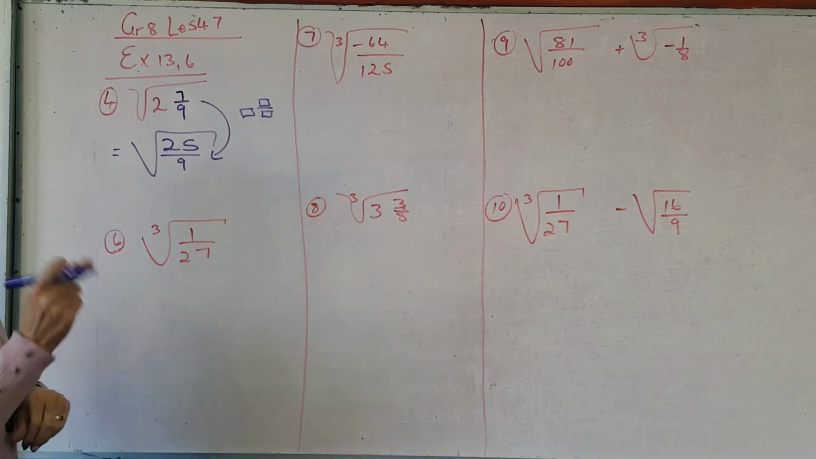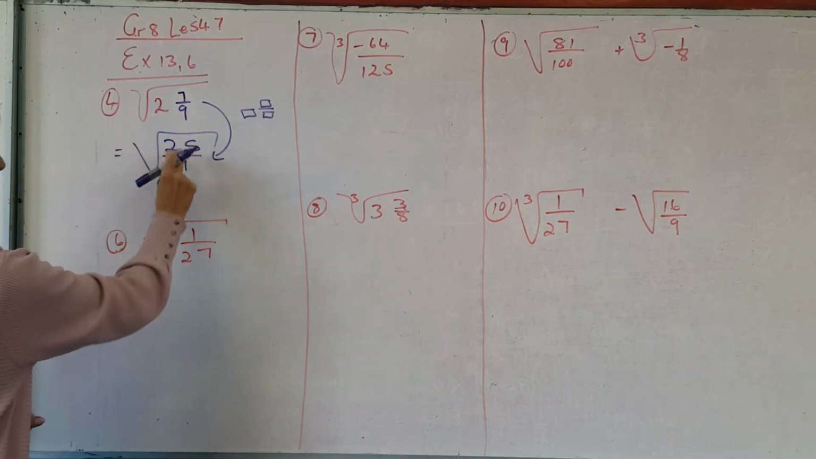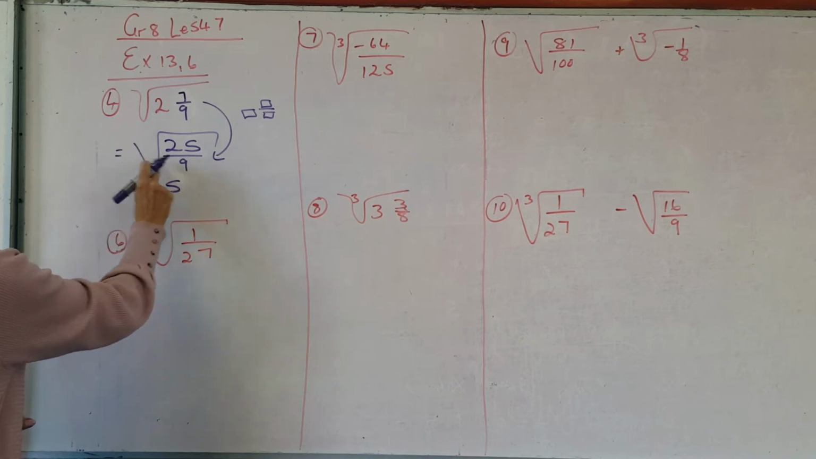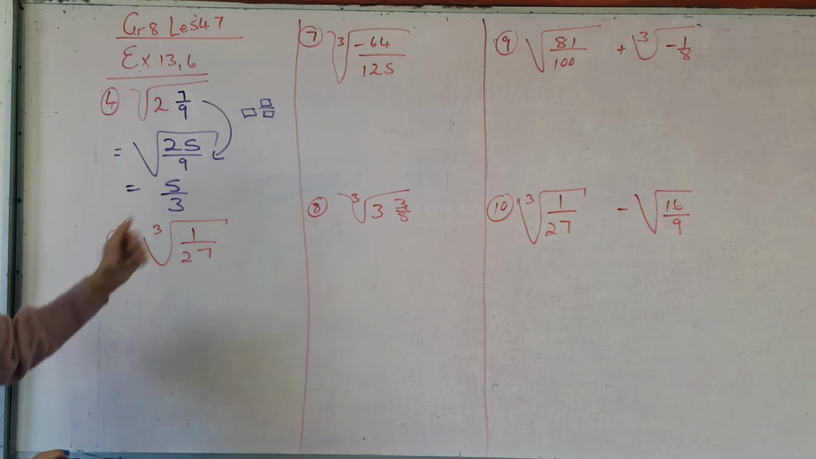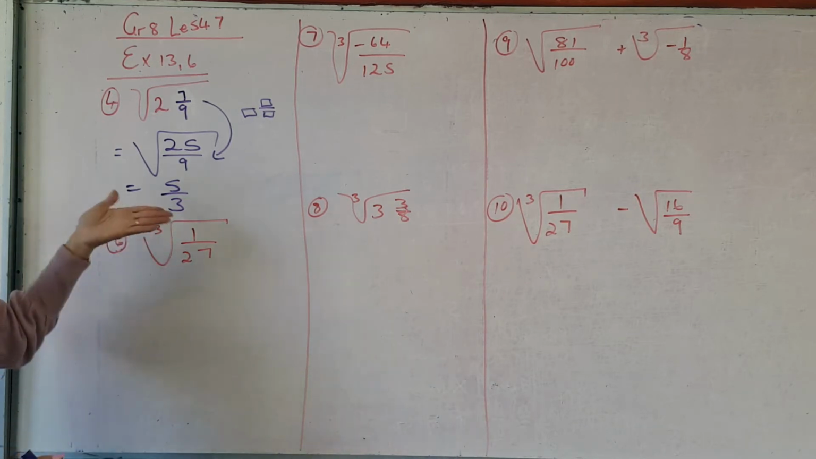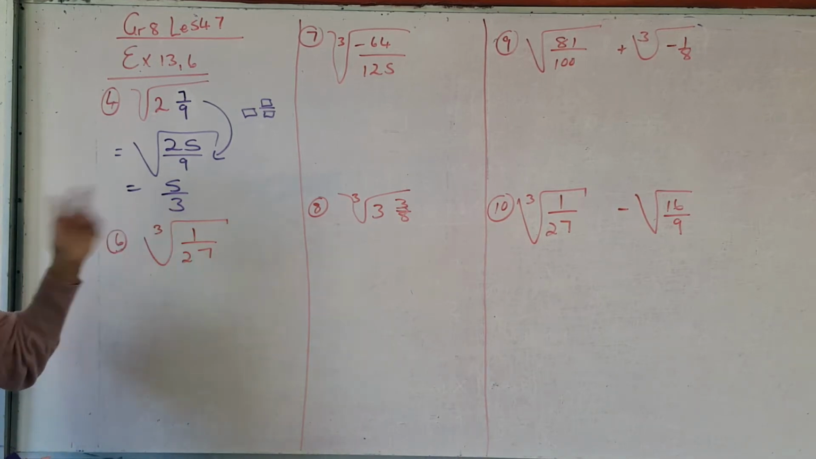You must get the square root of 25 which is 5, and you get the square root of 9, which is 3, and that's it. Don't write 1 and 2/3, it's right, 1 and 2/3, but leave it as it is, 5/3.